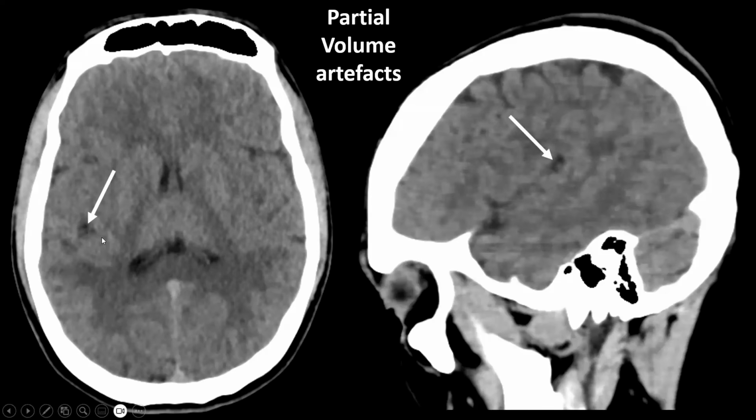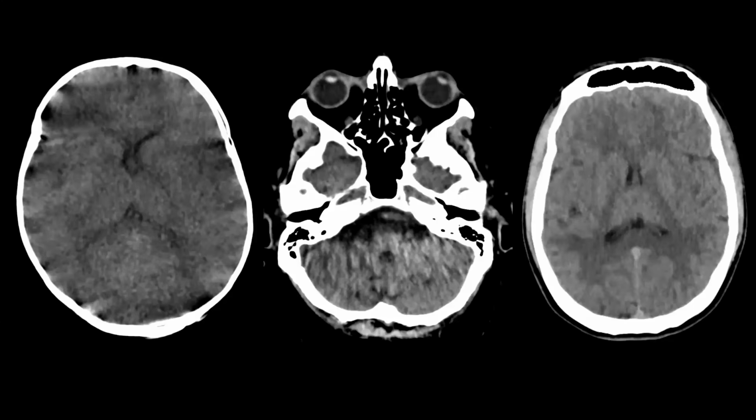Sylvian fissure. This is what we call a partial volume artifact, which means that the density or the attenuation value given to this voxel is basically an average of all structures in that voxel. So it's a bit of cerebrospinal fluid located in the Sylvian fissure, making it a bit more dark, but not as dark as fluid because it also contains a little bit of cortex.